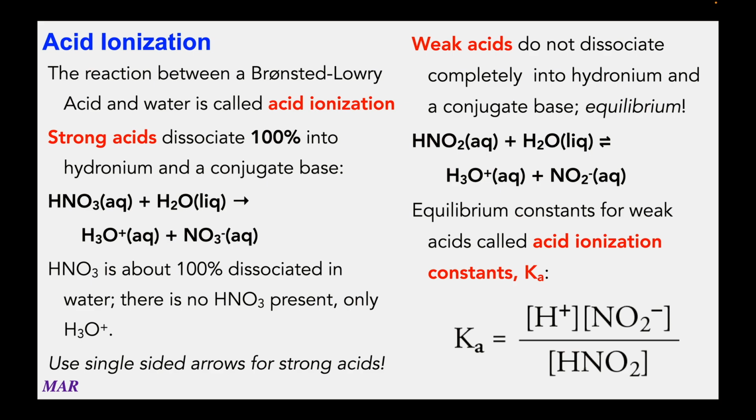Acid ionization constants are really only relevant for weak acids, and Ka in this case is equal to H plus times nitrite divided by HNO2, nitrous acid. Sometimes H plus is listed as H3O plus, same thing. In this case, the author just went H plus times nitrite divided by HNO2, and that's fantastic.